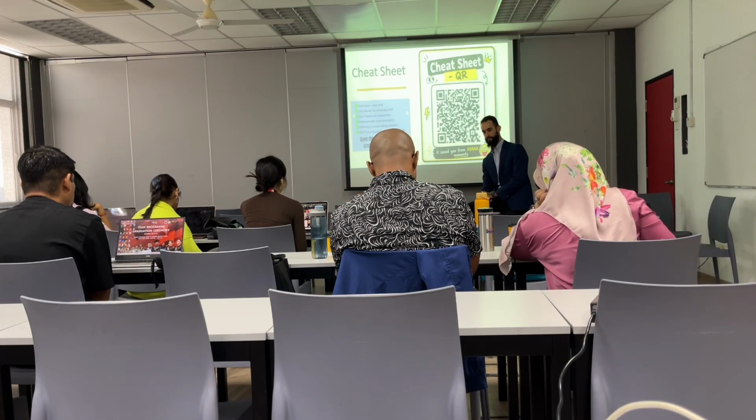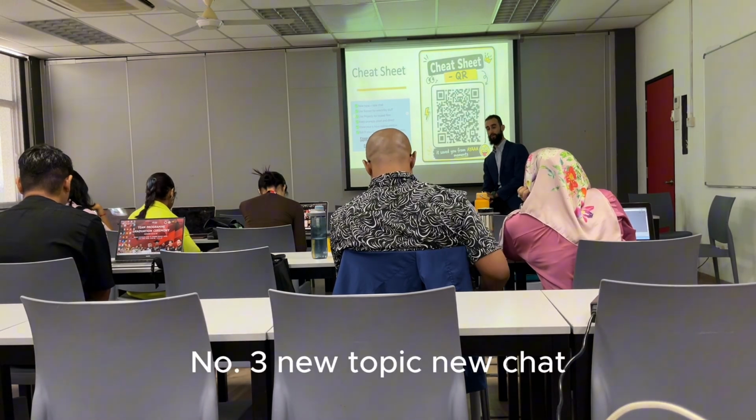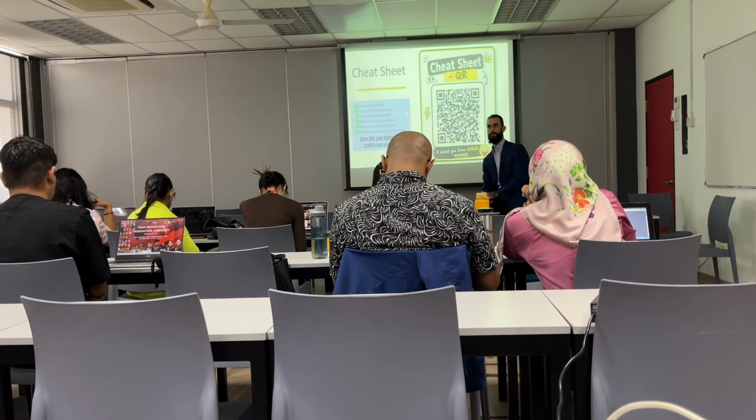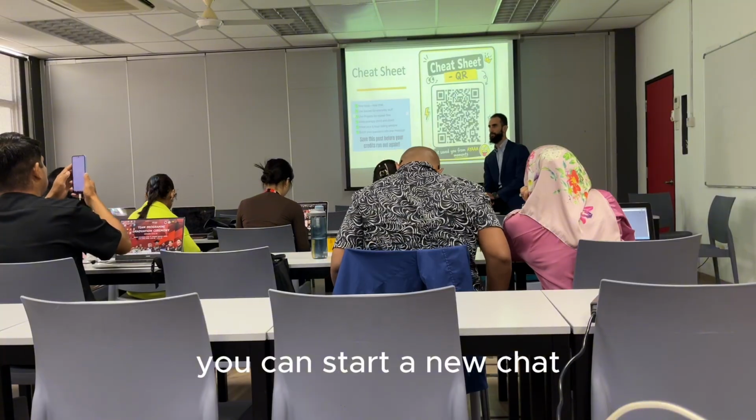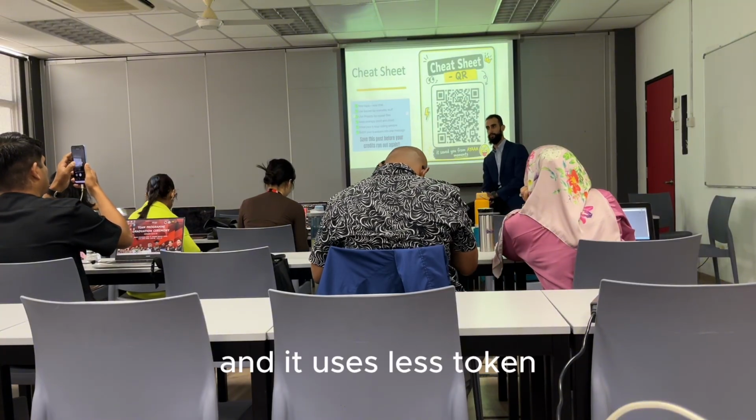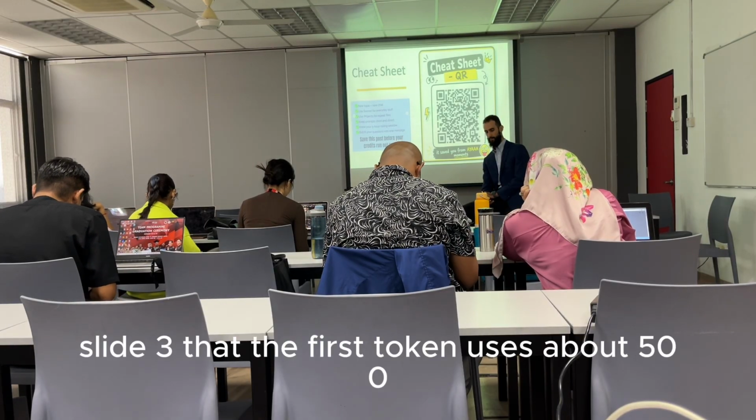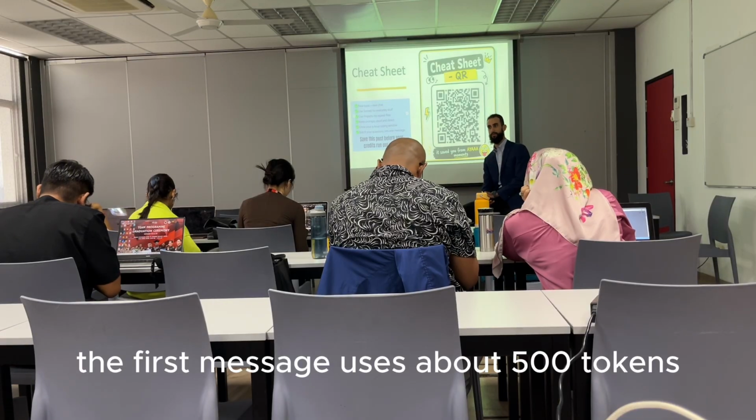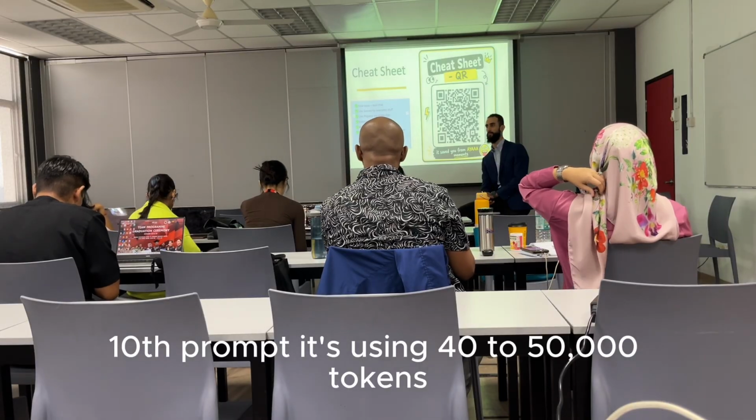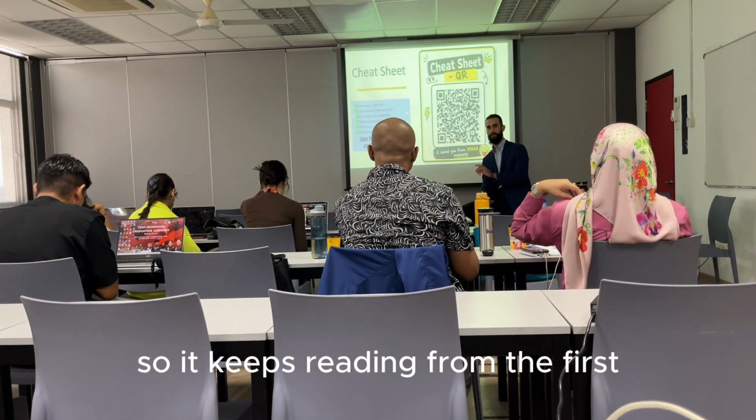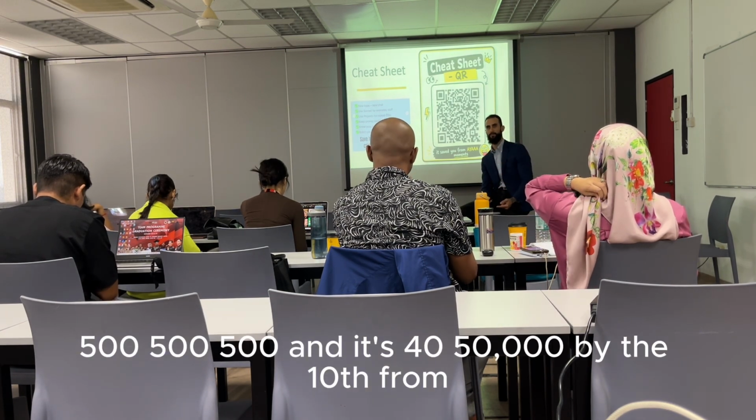Slide number 2. Claude is a ChatGPT. We explain this. Number 3, new topic, new chat. Even if it's the same thing, but it doesn't relate to the context, you can start a new chat and it uses less tokens. It shows you in slide 3 that the first message uses about 500 tokens. By the time you are at the 10th prompt, it's using 40 to 50,000 tokens. So it keeps reading from the first 500, 500, 500, and it's 40, 50,000 by the 10th prompt.